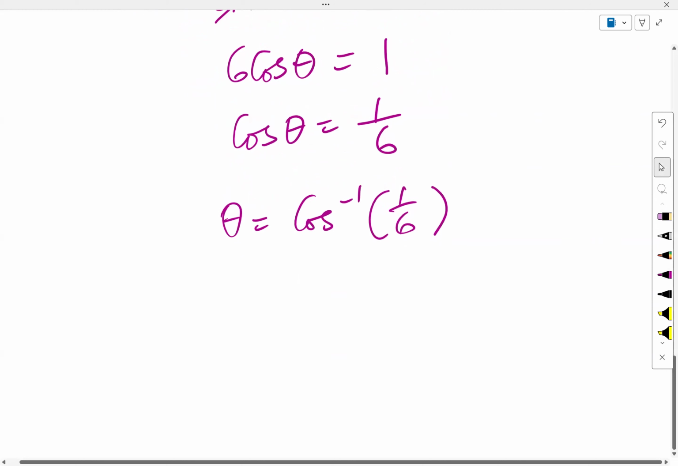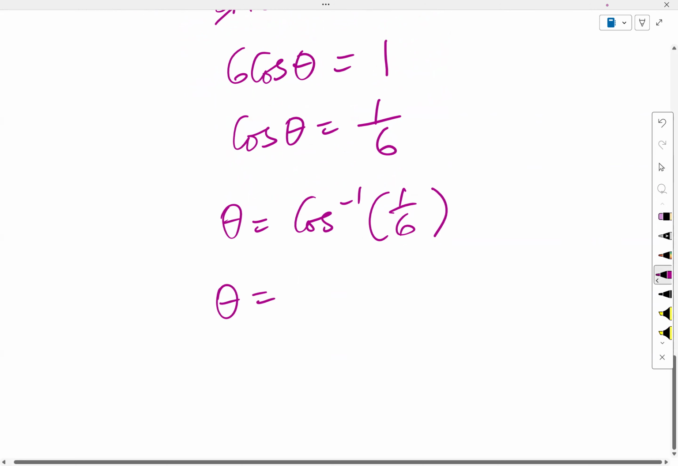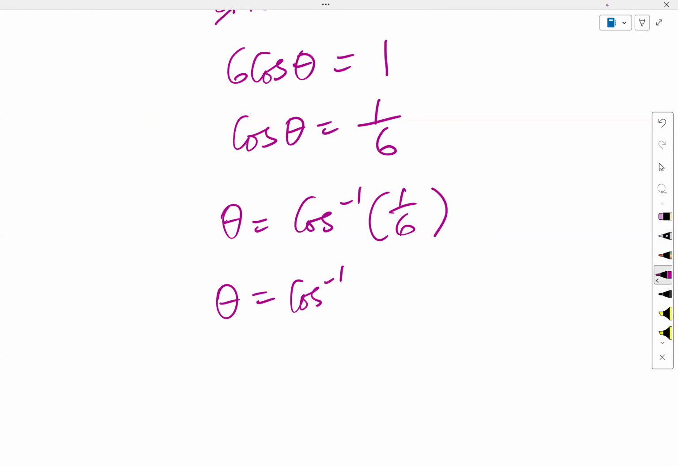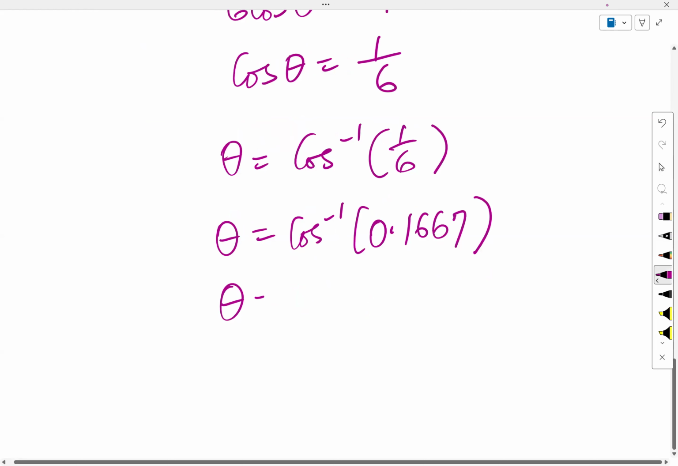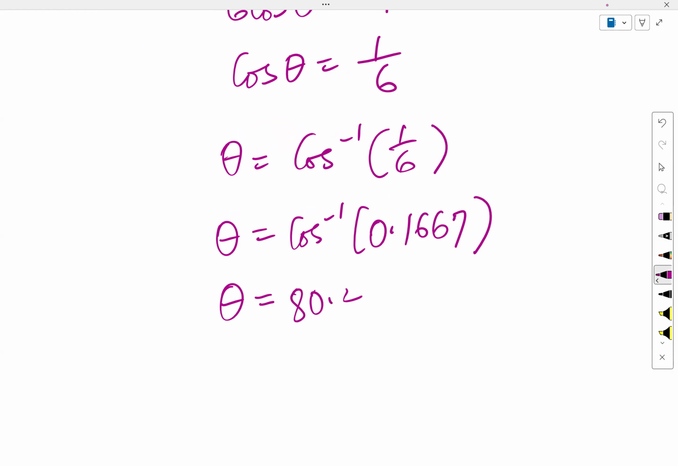If you punch your calculator for that, 1 over 6 itself is 0.1667. So arc cosine of 0.1667 in the first quadrant is 80.4 degrees. But we need every angle less than 360 degrees corresponding to this. Since you have got it in the first quadrant, this is the angle in the first quadrant.